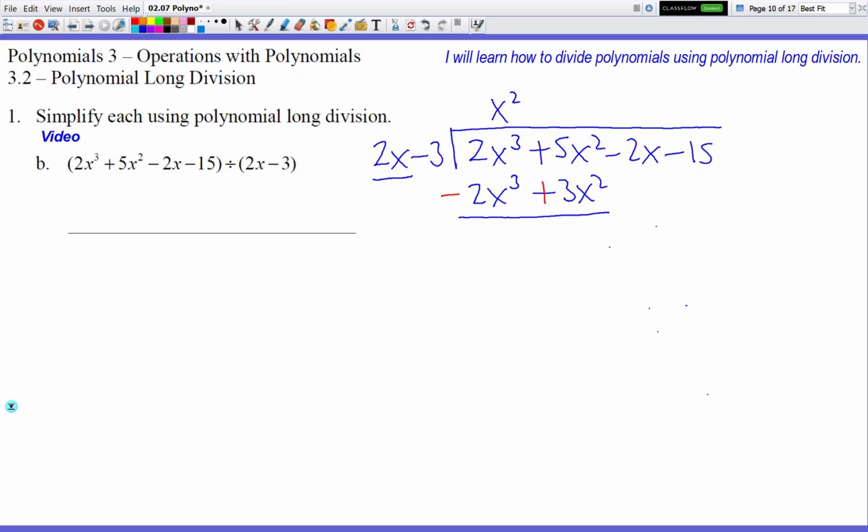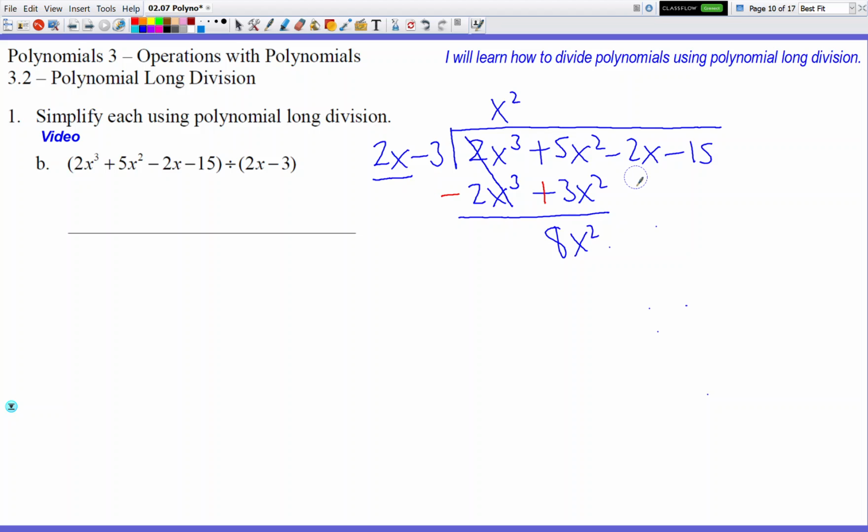Then I just add top and bottom. I just combine. So 2x cubed minus 2x cubed is going to cancel out. If this doesn't cancel out, you know you're doing something wrong. That first column always cancels out. Then I got 5x squared and 3x squared, and that's going to make 8x squared. So round 1 is officially done.